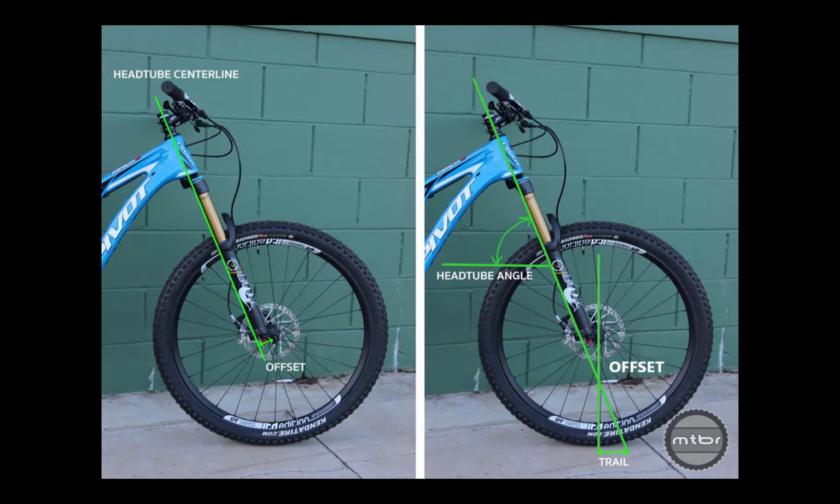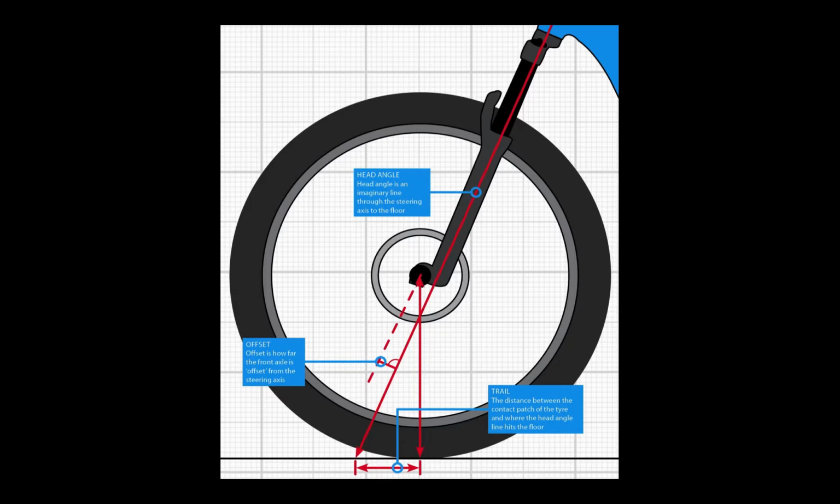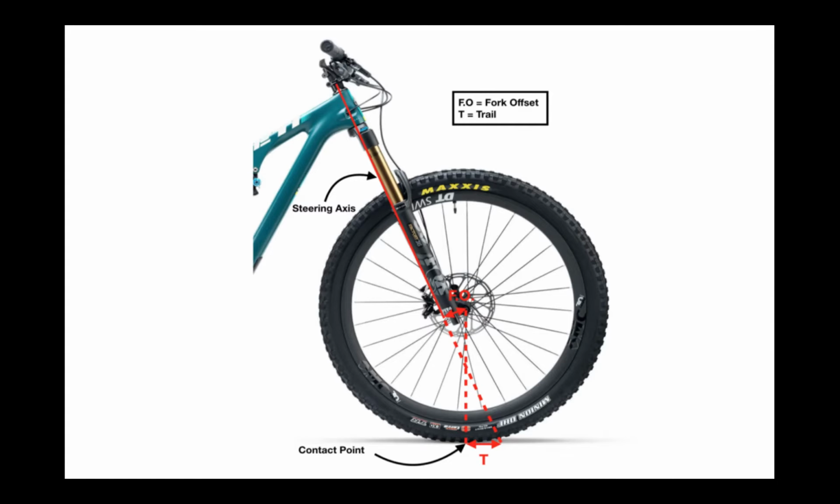Trail is a combination of the head tube angle and the fork rake. This is also important for the tire contact point trailing behind the steering axis.